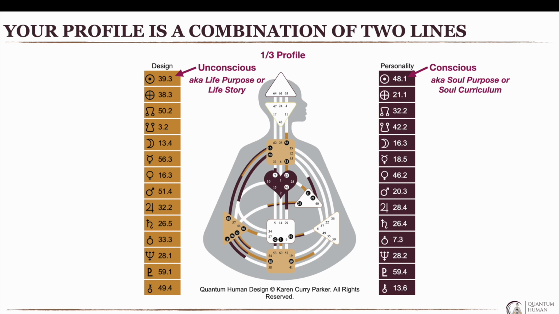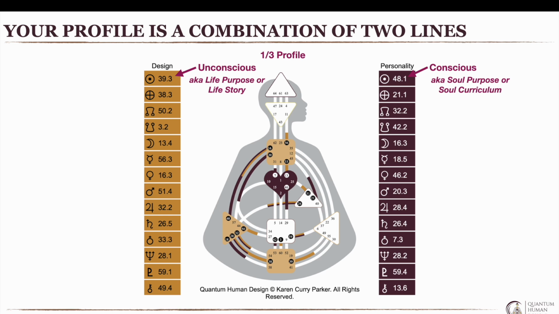So if you look at your chart, you will see at the very top on either side a symbol of a sun. It's the circle with a little dot in the middle. And next to both sun placements, there is a whole number, and then a decimal point, and then another number. Your profile is derived from the number on the right in both placements, on your soul purpose and your life purpose side. Some chart softwares may say personality or design at the top of those columns.